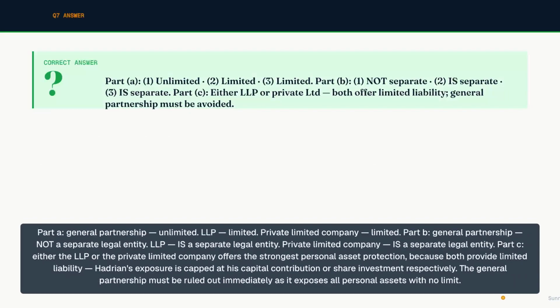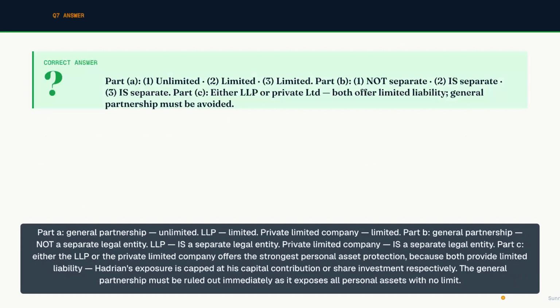Part C, either the LLP or the private limited company offers the strongest personal asset protection because both provide limited liability. Hadrian's exposure is capped at his capital contribution or share investment respectively. The general partnership must be ruled out immediately as it exposes all personal assets with no limit.